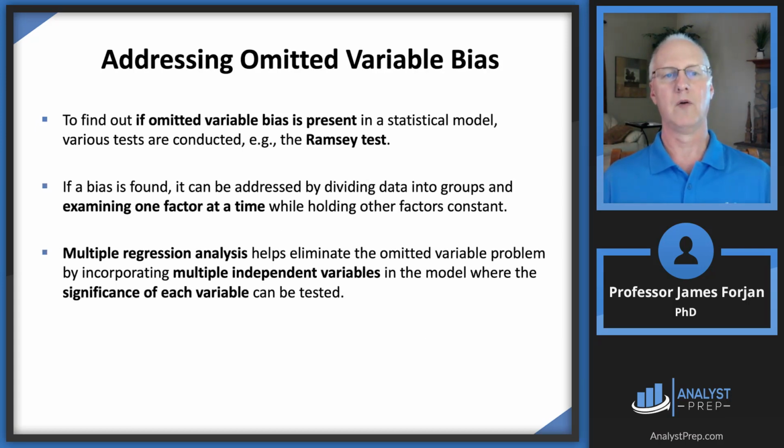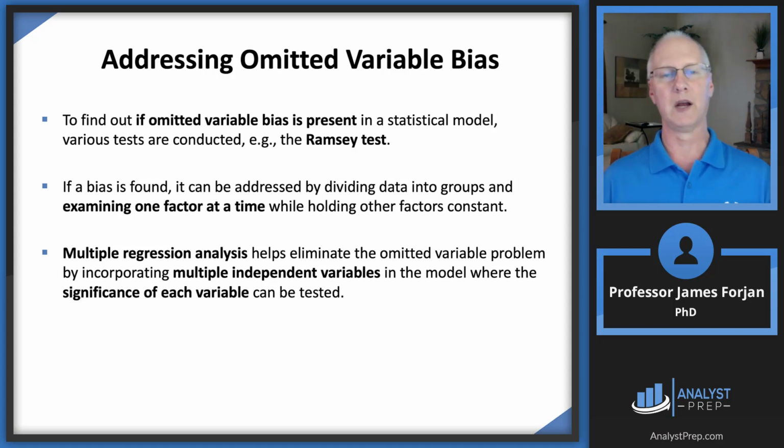All right, one way to do this is to perform the Ramsey test. And this is a product of lots and lots of software programs that you can relatively easily perform. Now, if we find that we have an omitted variable bias, what we can do is divide the data into groups and then examine one factor at a time while holding other factors constant.